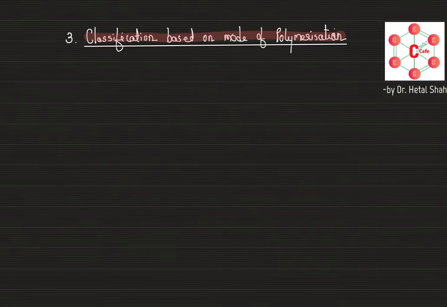etc. So the third type of classification is based on mode of polymerization. So what do we mean by mode of polymerization? It is the way polymers are formed, the type of chemical reaction which is involved in making of polymer, right? That's called the mode of polymerization. So here there are two different types of polymers. One, we call them addition polymers.